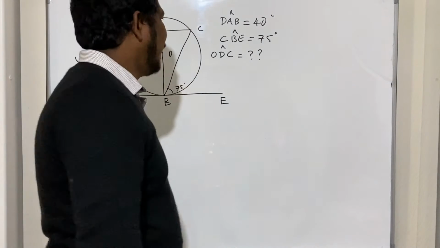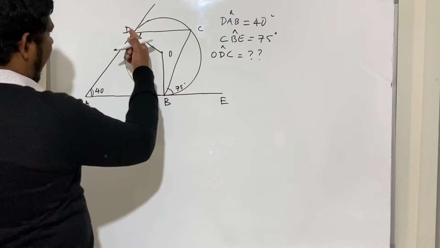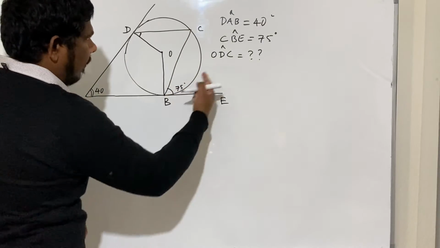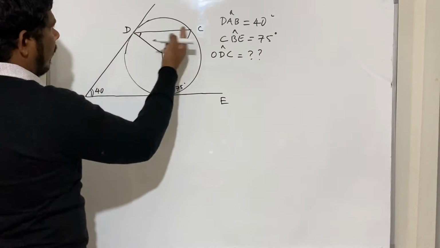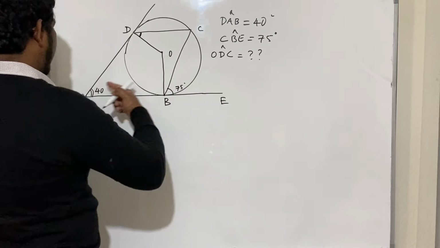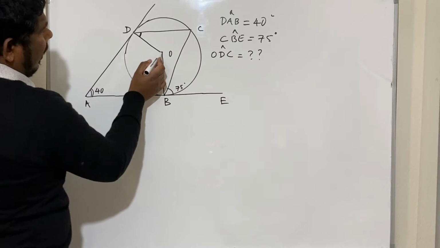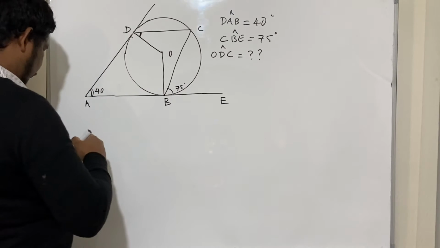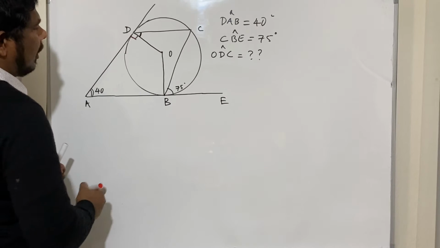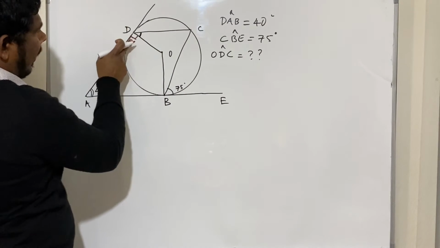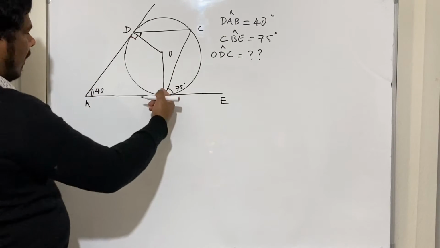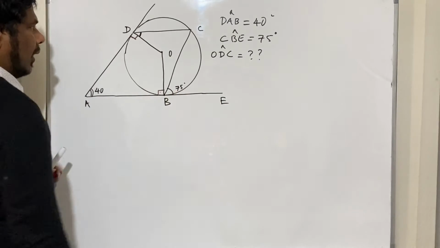Now we can do the second question, and here angle DAB is 40 degrees and angle CBE is 75, and we need to find angle ODC, this angle. Okay, so this is a tangent and this is a tangent. So we know this angle, in red color, is a right angle, 90 degrees, because the radius and the tangent meet at 90. And this is 90 as well, because the radius and the tangent meet at 90.